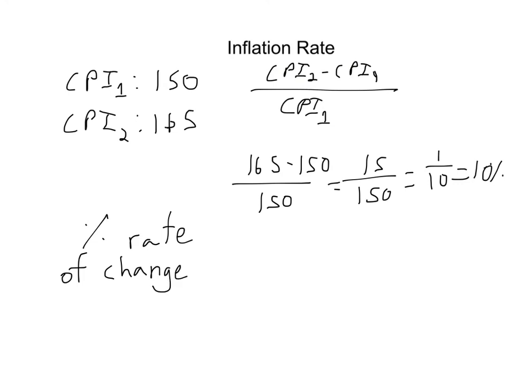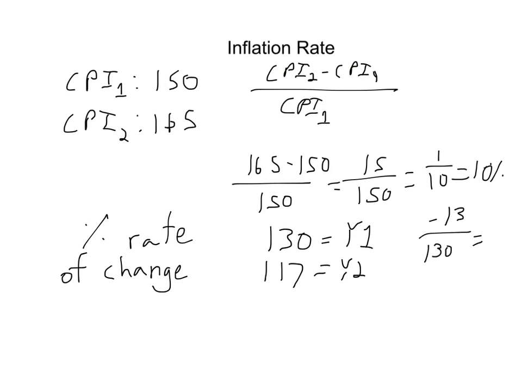Okay. So, again, this is your formula, but really all this is a percent rate of change, right? What was the percentage change? This could be negative, right? You could say, oh, it used to be 130, that's year 1. But in year 2, I'll do another easy one. It's 117. So this is just going to end up being negative 13 over 130, equals negative 10%. That's deflation.